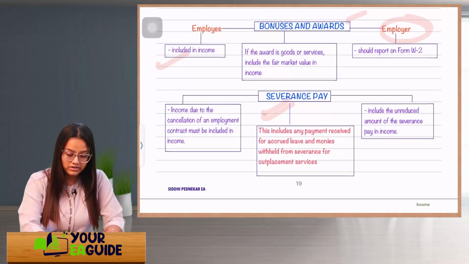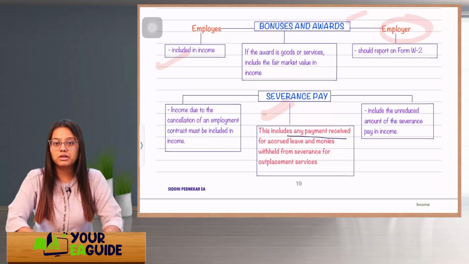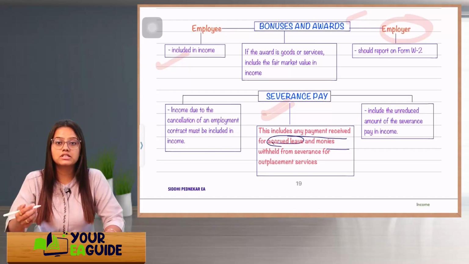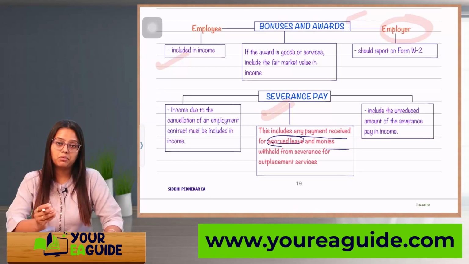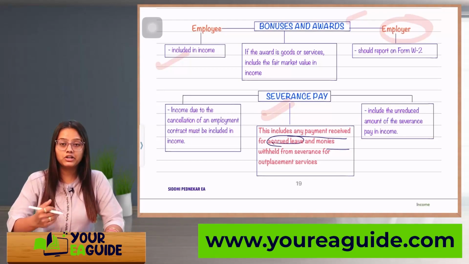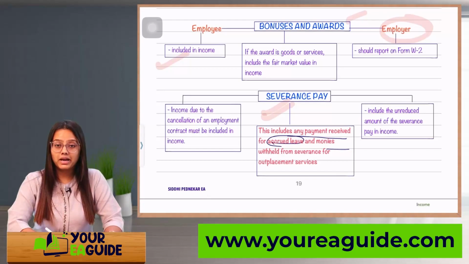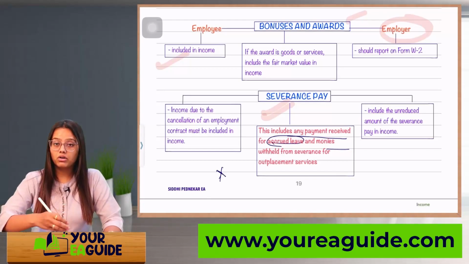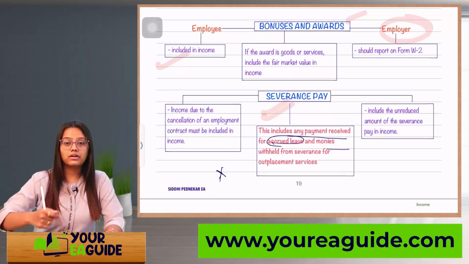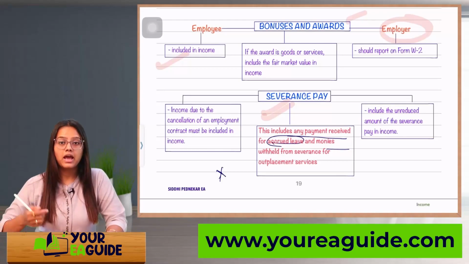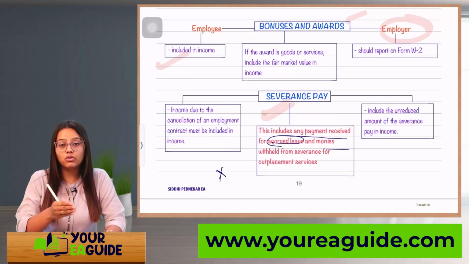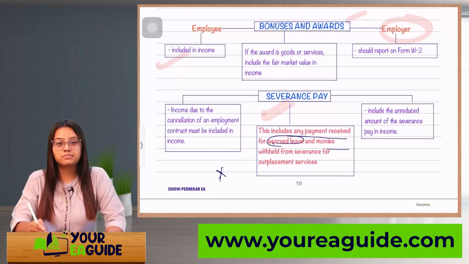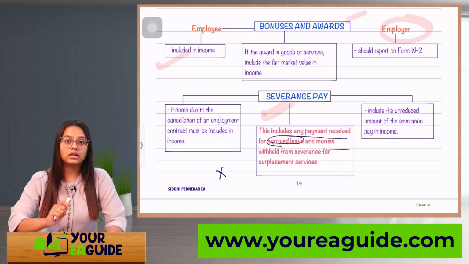See, here it is mentioned, this includes any payment received for accrued leave or monies withheld from the severance for outplacement services. Or let's say the employer has withheld a certain portion of the amount. Let's say in the probation period you were promised to pay X amount, but you were not given X amount, you are going to get a lesser amount because of probation. As soon as the probation ends, you will receive that accrued amount, that withheld amount. So that is your severance pay, and it will be included in the income.